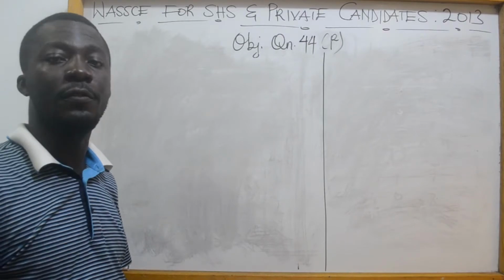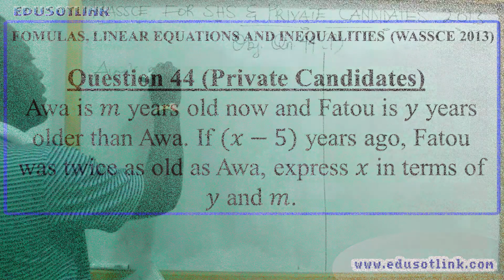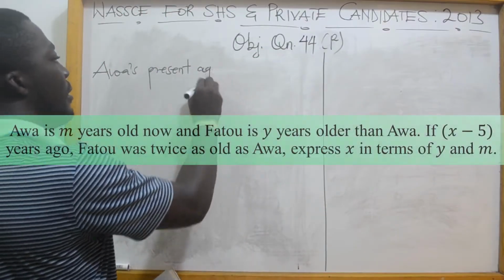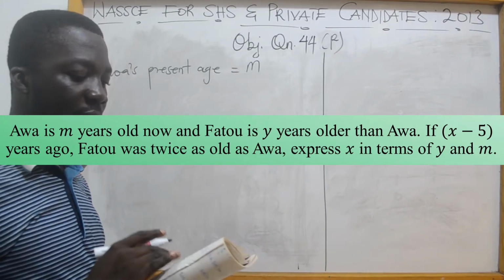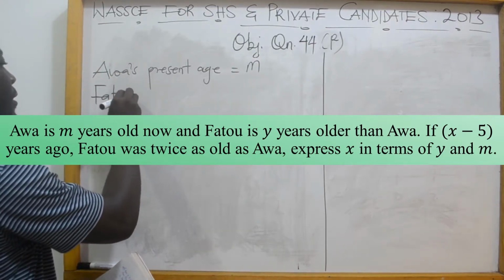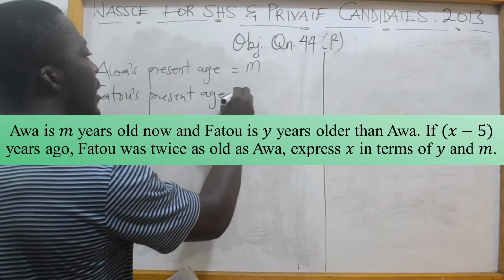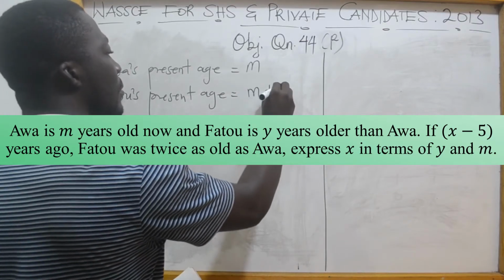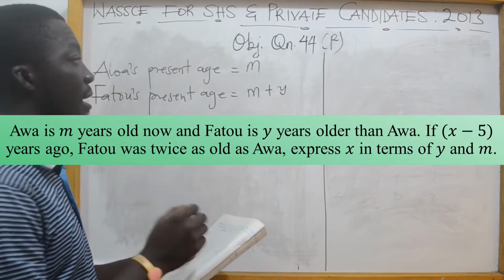Objective question 44 for private candidates. R is m years old. R's present age is equal to m. Tau is y years older than R. So Tau's present age is equal to m plus y, because he is y years older than R.